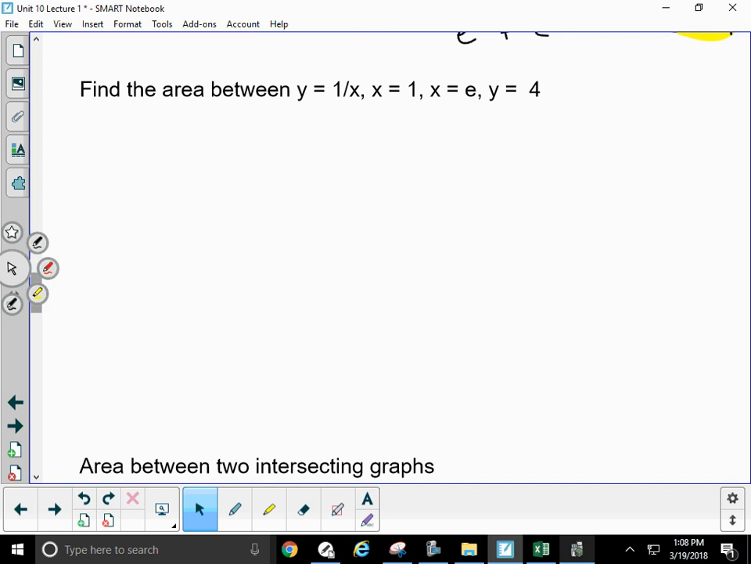You don't need to know exactly what 1 over x looks like, as long as you have 2 points. And if you did not include the x-axis or the y-axis, it might actually help you. x equals 1, x equals e, y equals 4. Let's just start with those.